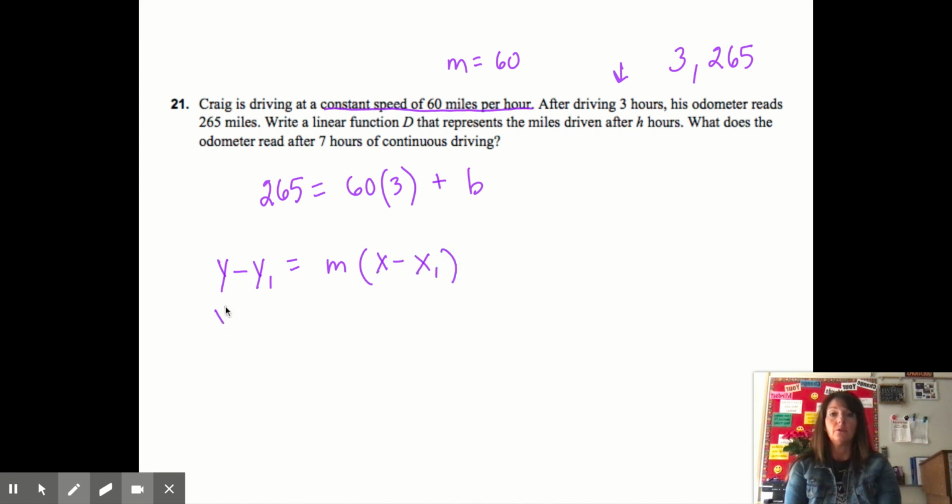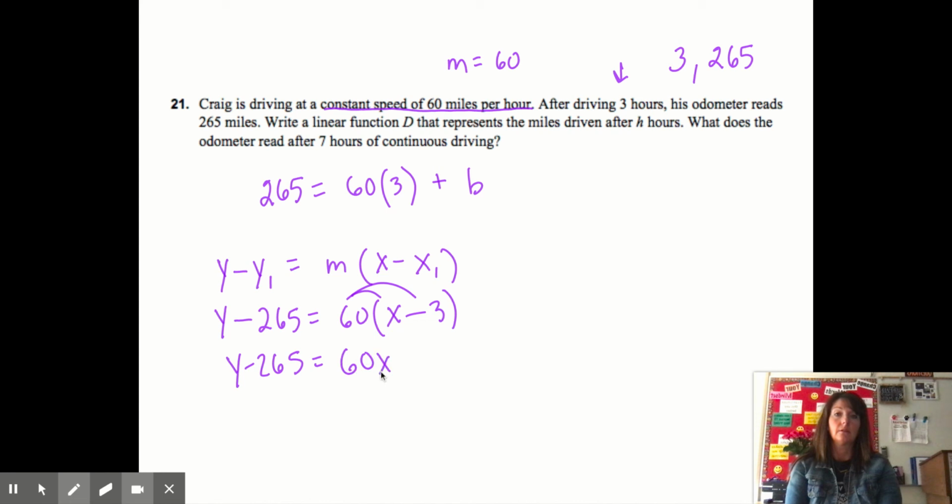to calculate this, because we know that y minus 265 is going to be equal to our slope of 60 times x minus 3. So we can distribute, and then we will add the 265 to both sides, which means we're taking the difference of this, and I believe the difference is 85. So y is equal to 60x plus 85.